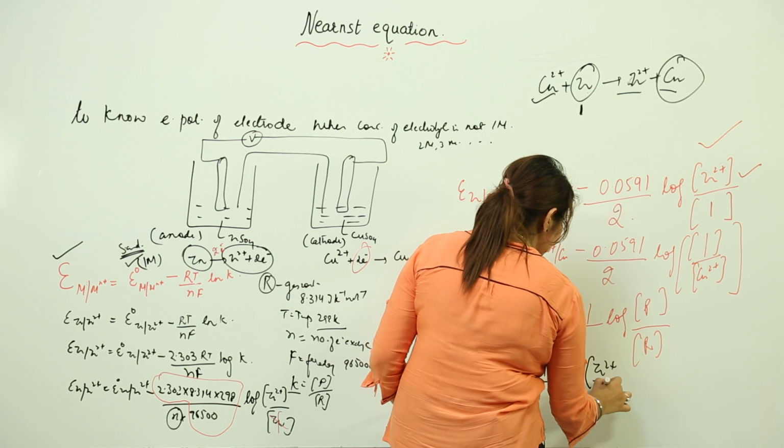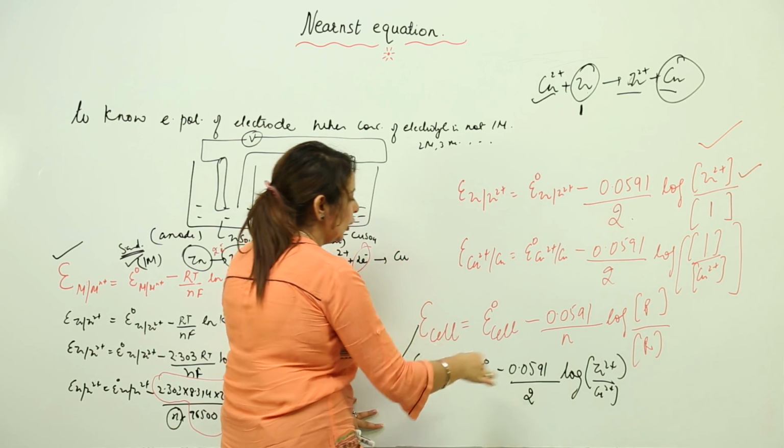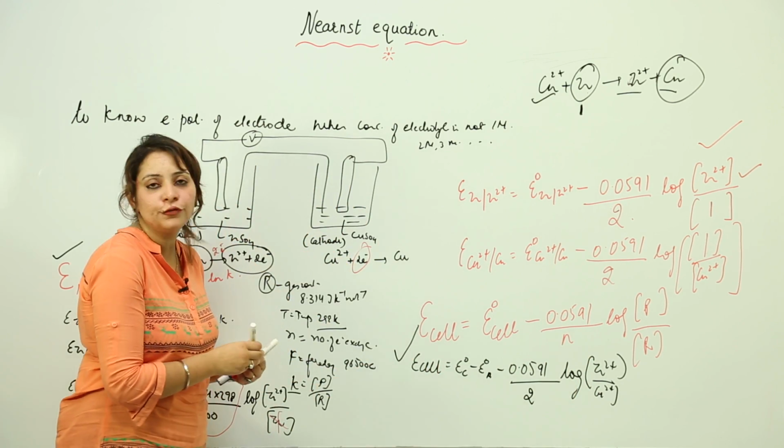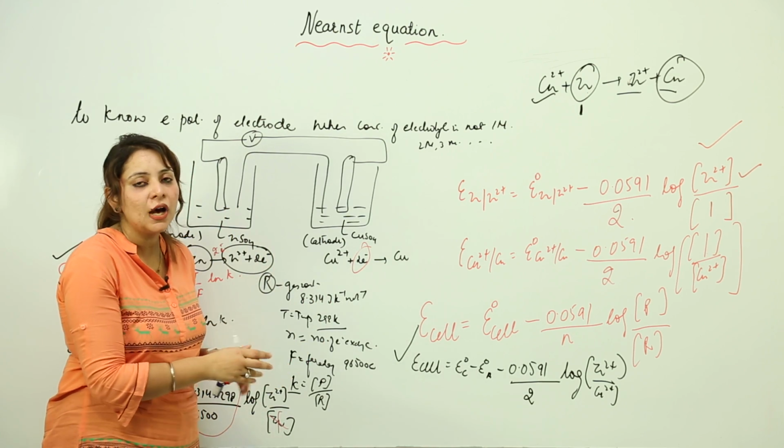So, I am left with Cu 2 positive. So, this is my E cell for the complete Nernst equation for calculating E cell for the complete Daniell cell. So, this is how you can do it.